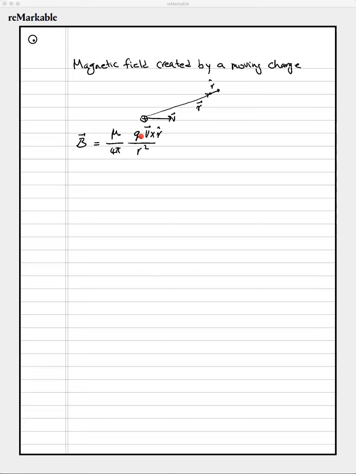So the magnetic field created at this point is mu naught over 4 pi, QV cross R hat. This is a cross product. That means the magnetic field is going to be perpendicular to the direction of motion and to the unit vector. For the configuration on the screen, the magnetic field is going to be perpendicular to the surface of the screen, pointing either into or out of the plane of the screen.